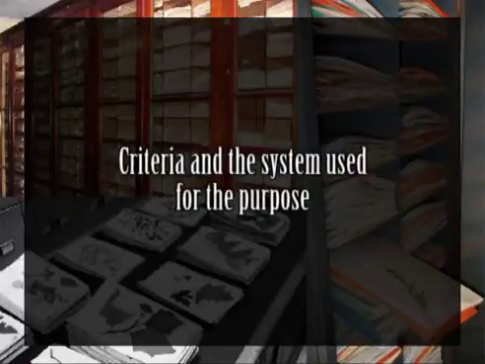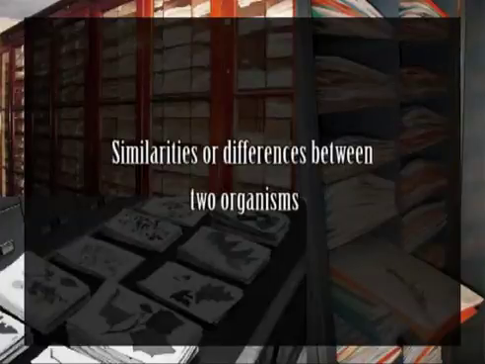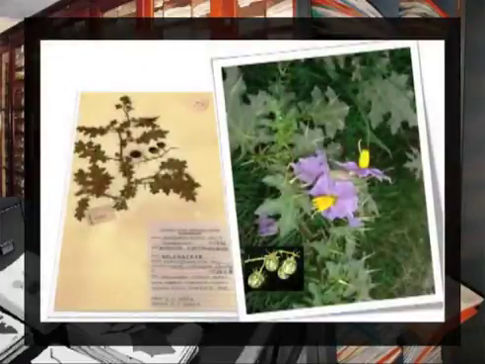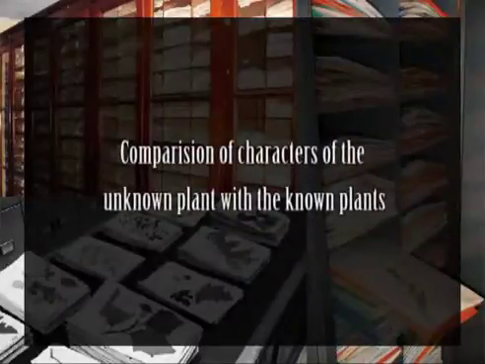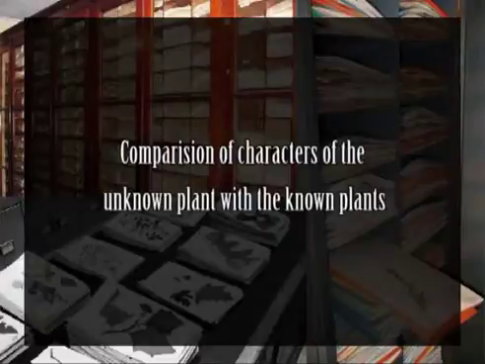It is a process to determine the similarity or differences between two organisms. That is, two organisms may be same or they may be different. It implies the comparison of certain characteristics of the unknown plant with the known plants, or simply the process of matching specimens to a known taxon and determining its correct name.